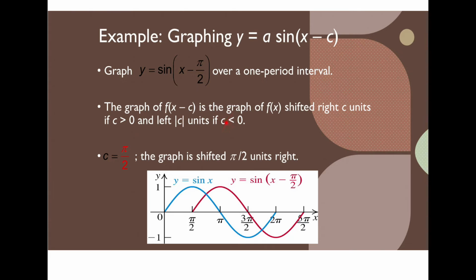But if c is negative, then when we plug c in, minus a negative looks like plus a positive, and so we end up shifting it in the opposite again, to the left c units. So with the x minus pi over 2, that's taking my blue graph here and shifting it to the right. Everything else remains the same, the amplitude, etc. It just moves everything pi over 2 units to the right.